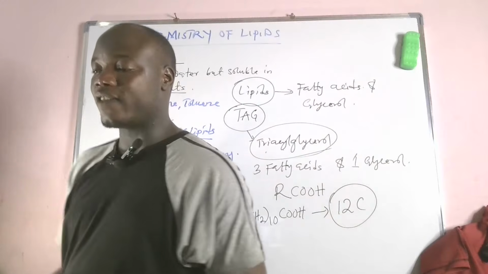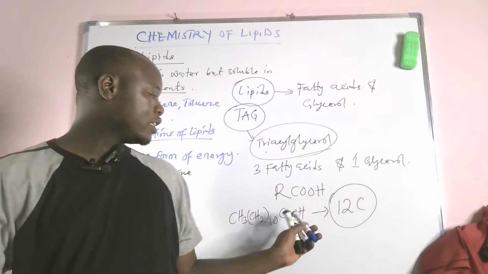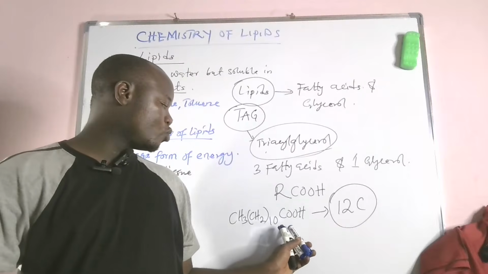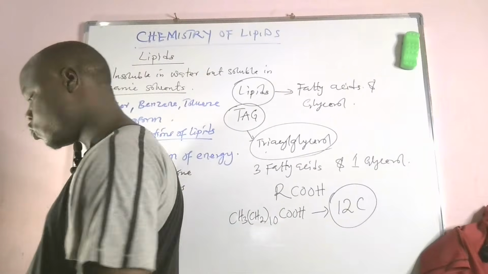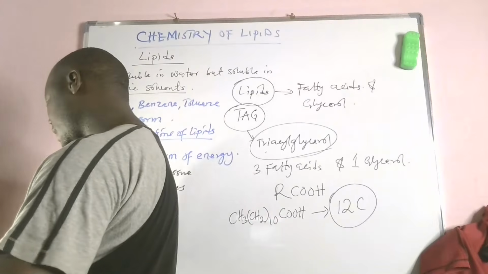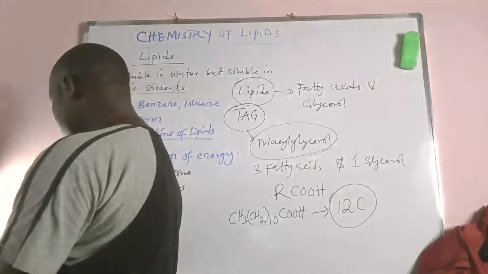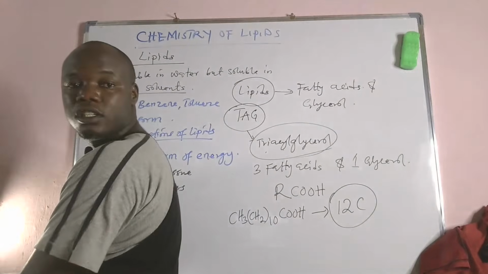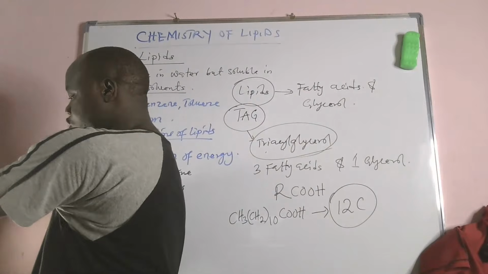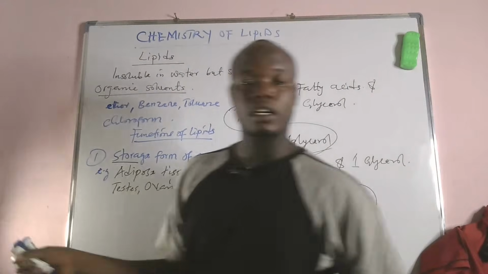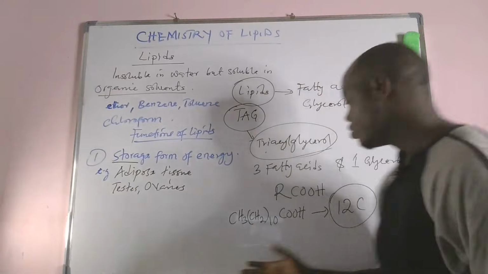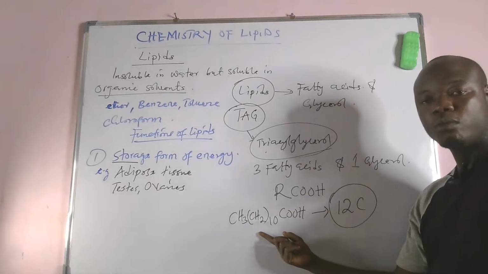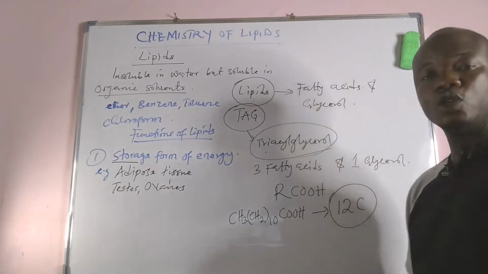So look at this fatty acid with 12 carbons. Look at the number of hydrogens that are there. I think there are many. The number of hydrogens is huge. Check very well. The number of hydrogens, if you look at it very well, is huge.